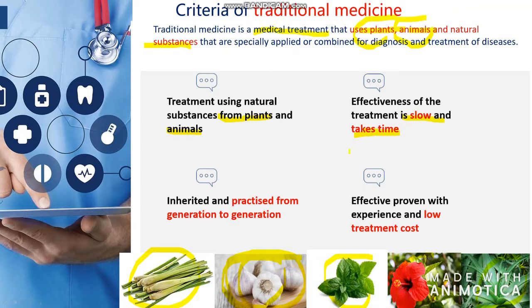Maksudnya, kalau Anda kena guna untuk lama, dan keberkesanannya agak lama sikit. And then next, inherited and practiced from generation to generation. Maksudnya, traditional medicine ini dia diwarisi dari satu generasi kepada satu generasi. From nenek moyang and pass to the current generation, then you can inherit it and pass it to the next generation. And then the last one, effective, proven with experience, and low treatment costs. If you use traditional medicine, it is low treatment cost. That means the price is slightly lower as compared to modern medicine.